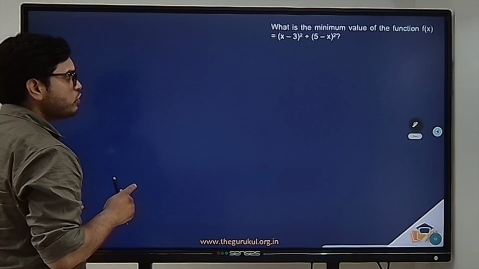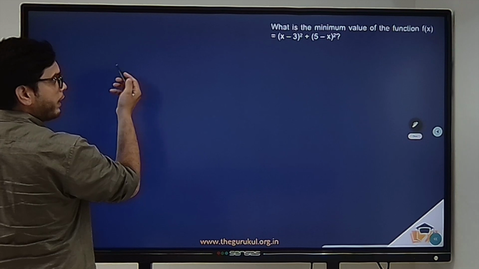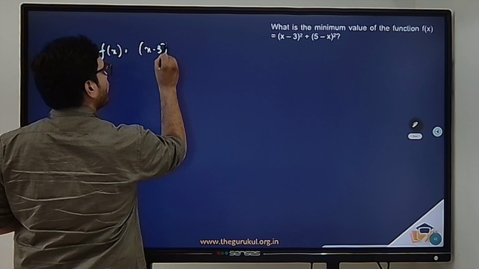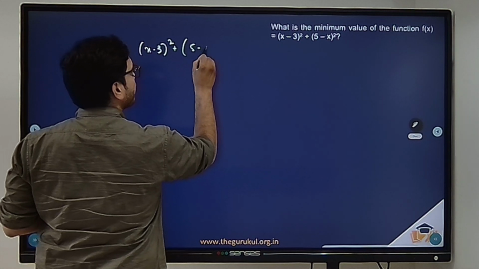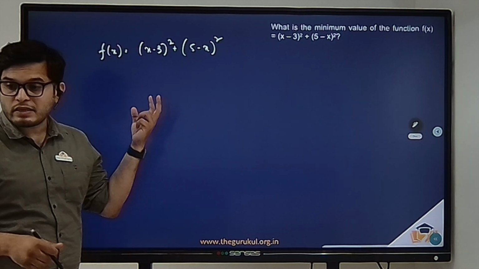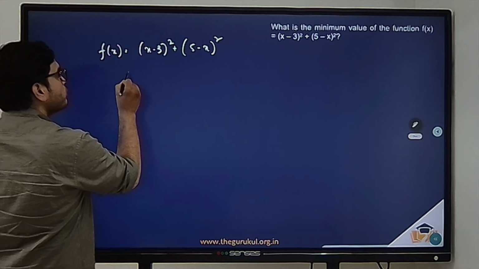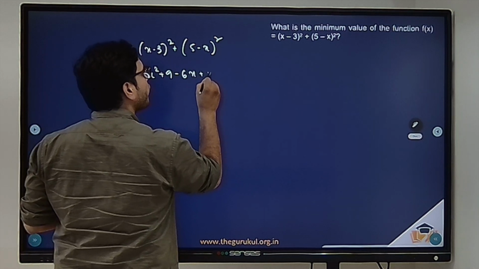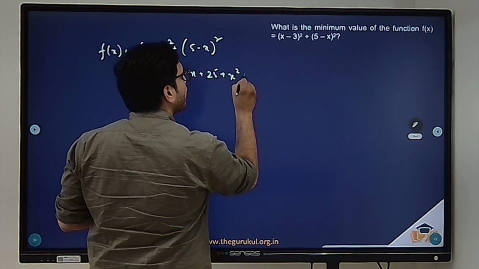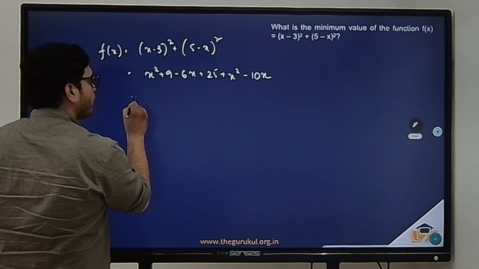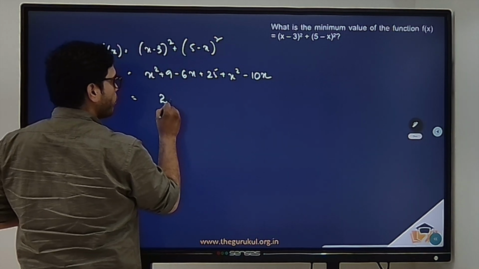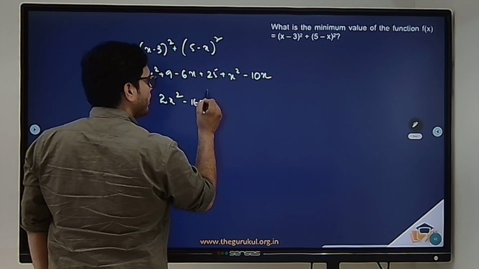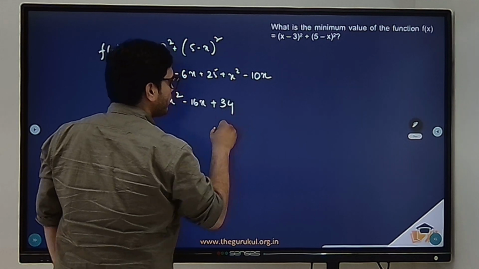Now coming to the first question, what is the minimum value of f of x given that f of x is equal to (x minus 3) whole square plus (5 minus x) whole square? And now first let us expand this, right? So this is nothing but x square plus 9 minus 6x plus 25 plus x square minus 10x. Now x square plus x square is 2x square, minus 6x minus 10x is minus 16x, plus 9 plus 25 is 34.